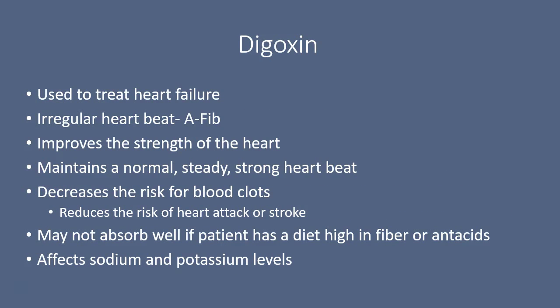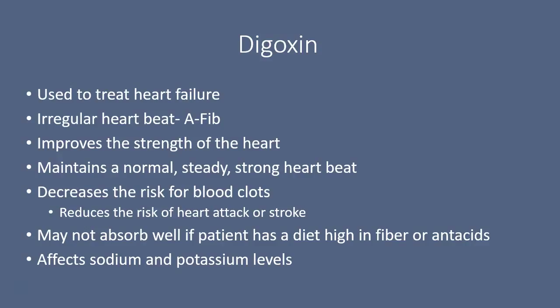Digoxin is used to treat heart failure. It will also treat irregular heartbeats such as AFib. It improves the strength of the heart, so it helps with the contractility, maintains a normal, steady, and strong heartbeat. It decreases the risk for blood clots by reducing the risk of heart attack or strokes.